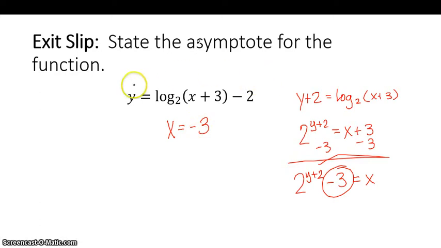But if you realize when it's in the log form that your vertical asymptote is whatever value you plug in for x that would make this 0, which ends up being opposite of what this is, then that's your answer.